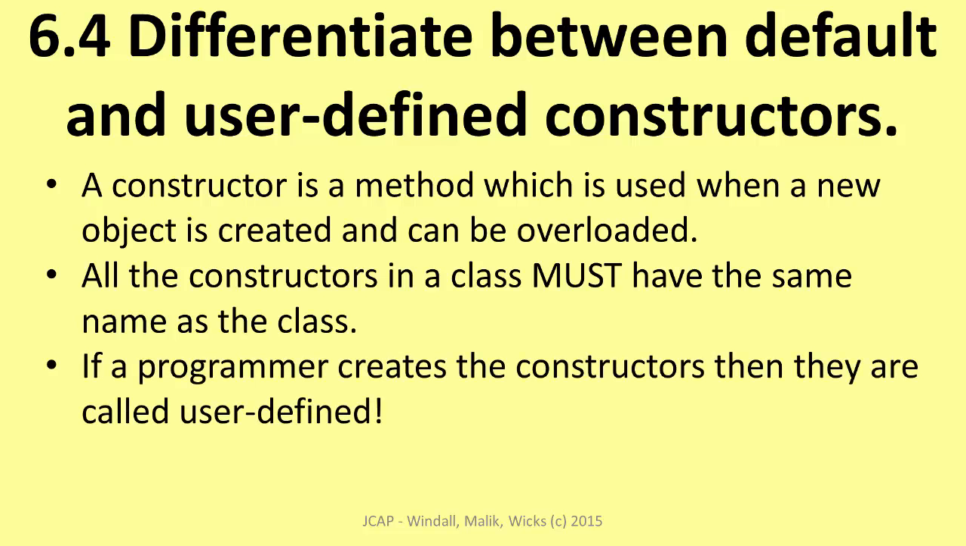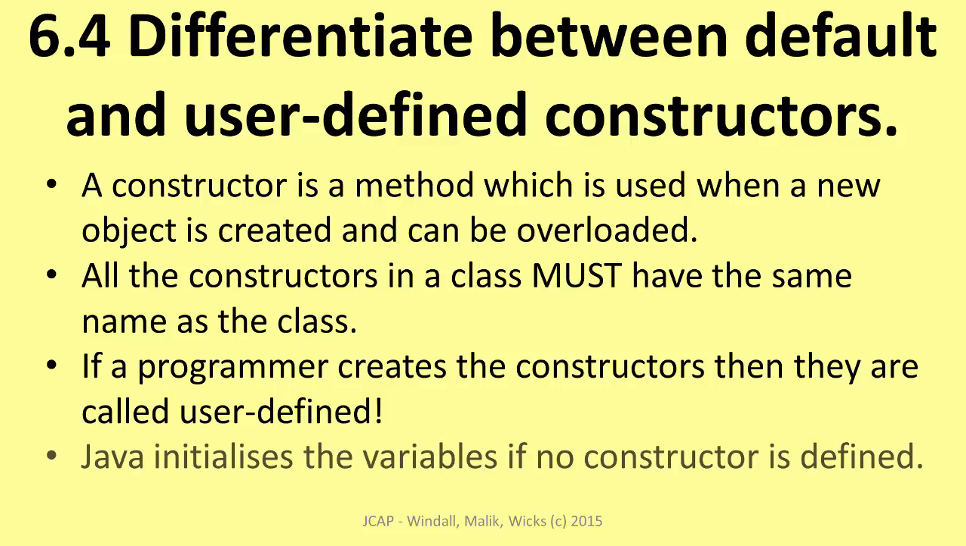If a programmer creates the constructor, then these are called user-defined, the user being the programmer who's using Java. It is not the user themselves. And Java initializes variables if no constructor is defined. So you'd usually use a constructor to set up the variables and make sure everything is laid out the way you want it to be. If you don't have a constructor, Java will set everything to its lowest common denominator. So integers will be set to 0, strings to empty, booleans to false, and so on.